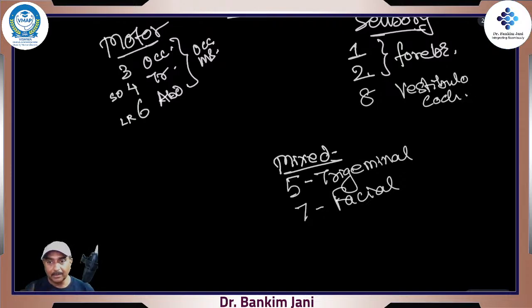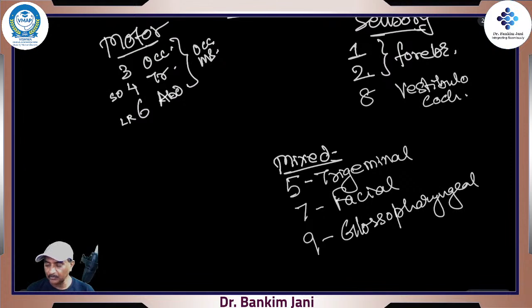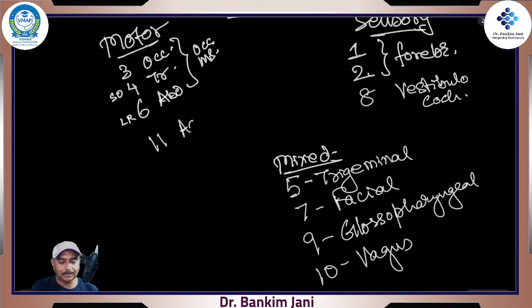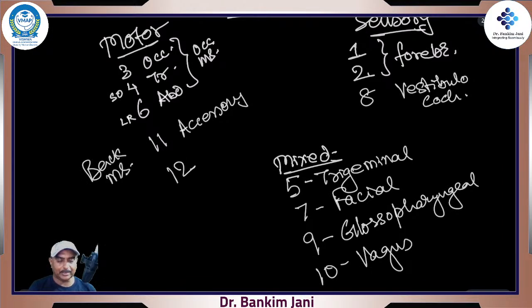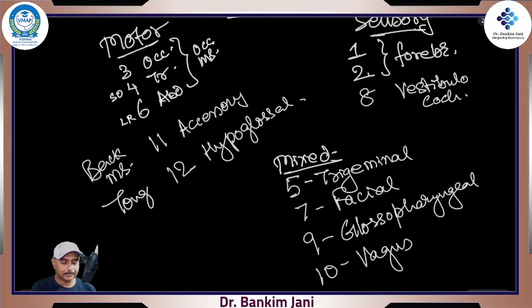Ninth one is glossopharyngeal. 10th, no doubt about it, vagus, it has to be mixed. 11th, well, it is accessory, for the back muscles. And finally, the 12th one is hypoglossal, and hypoglossal is for the tongue. Done. So it is very clear which one is motor and which one is sensory.